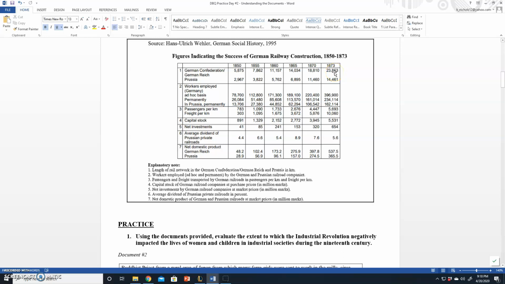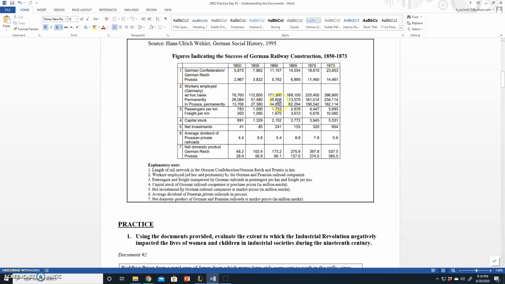Now, if you know that time period, what is happening in Germany? Well, Germany, up to this point right here, was just a bunch of little bitty states. And after this point right here, they become a unified country. So it's before Germany became a country, and after Germany becomes a country. Obviously, once they become a country, what happens? Industrialization is increasing. So you see the amount of railway they got in their country is increasing.